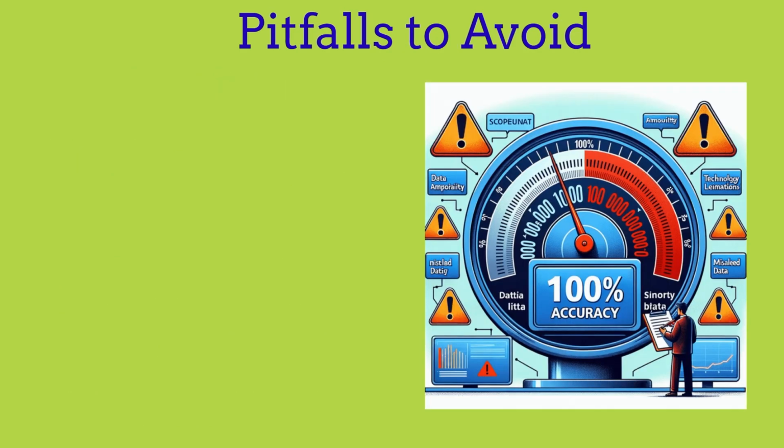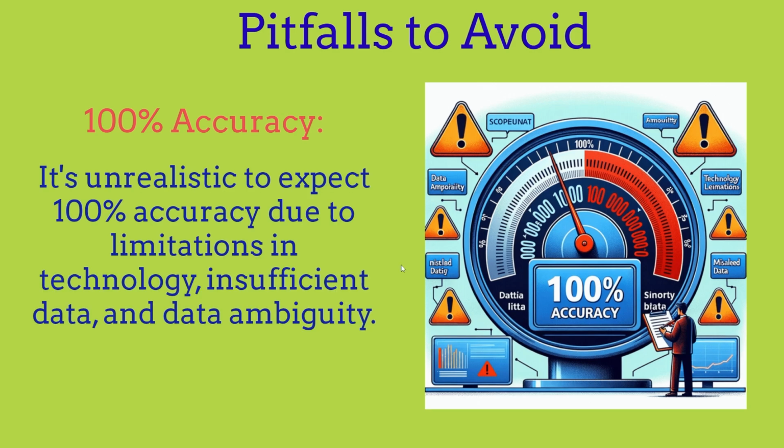Here are some pitfalls that you should avoid. The first is expecting 100% accuracy. It's unrealistic to expect 100% accuracy due to limitations in technology and insufficient data. So this is a pitfall to avoid. Don't ever expect that your model will get exactly 100%, because nothing is perfect in the world and there are a lot of limitations in technology. Anything above 95%, or even above 92%, would be considered great for your model.